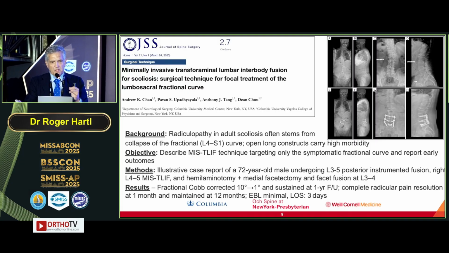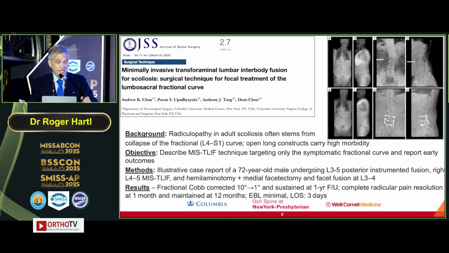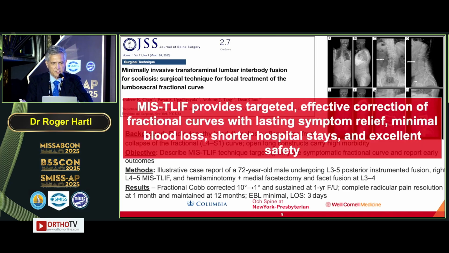One of my partners, Dean Chow, and two partners actually, Andrew Chan, published this recently, where they described the role of MIS-TLIF for the fractional curve in patients with degenerative scoliosis. They had a very nice paper here with a video also. This was only a case example with a video, but they concluded that MIS-TLIF provides targeted effective correction of fractional curves. So those are the curves right below the degenerative scoliosis.